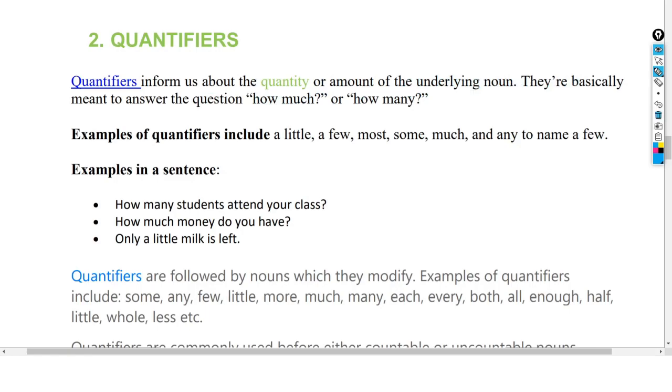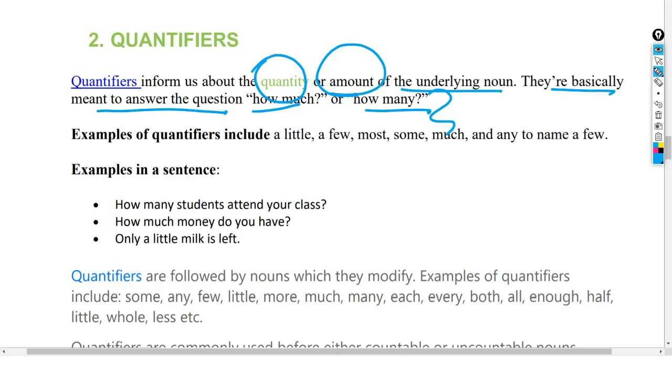Quantifiers inform us about the quantity or amount of the underlying noun. When we are talking about the noun, this quantifier talks about the quantity, the amount of the noun. They are basically meant to answer the questions how much, how many. When you ask how many children participated in the debate, suppose 5 children participated. Children is the noun, 5 is the determiner, and this is the quantifier. This tells about the quantities.